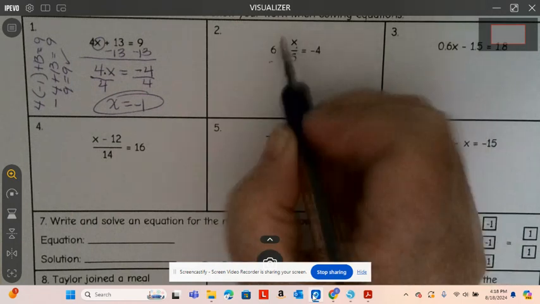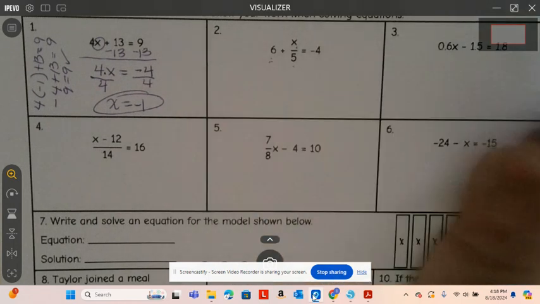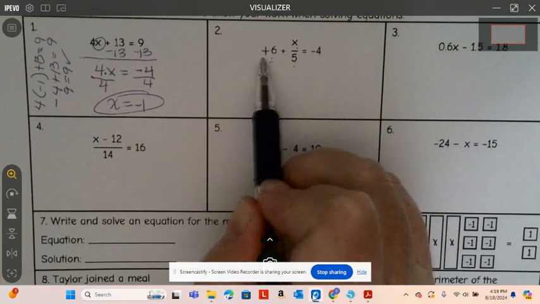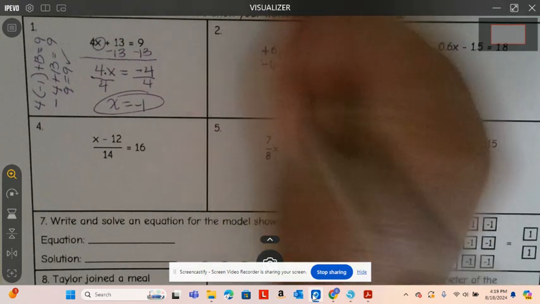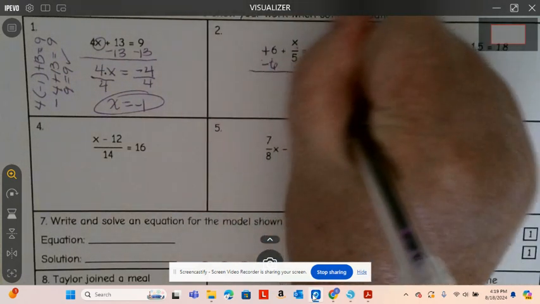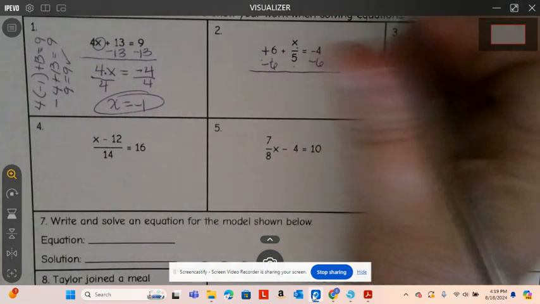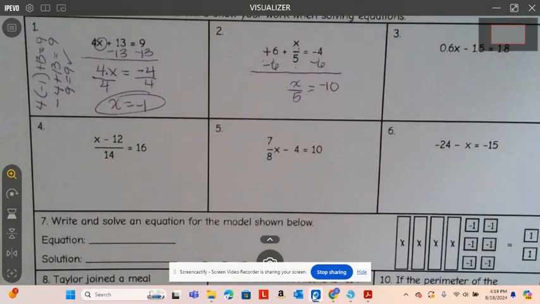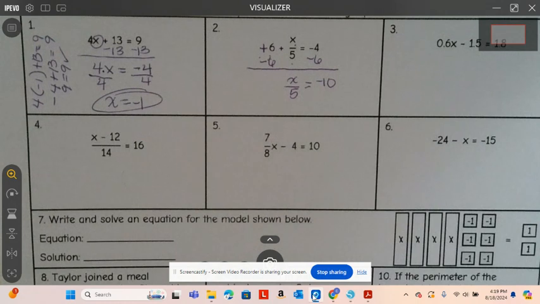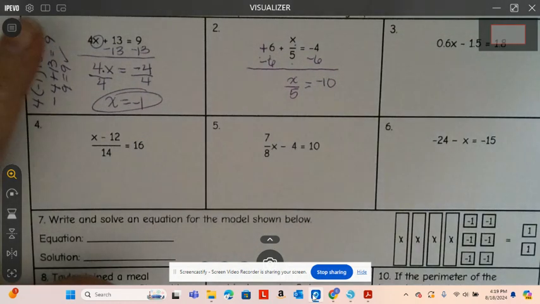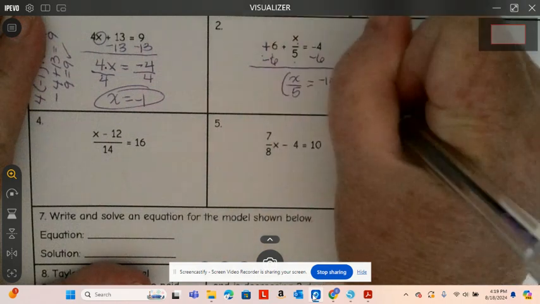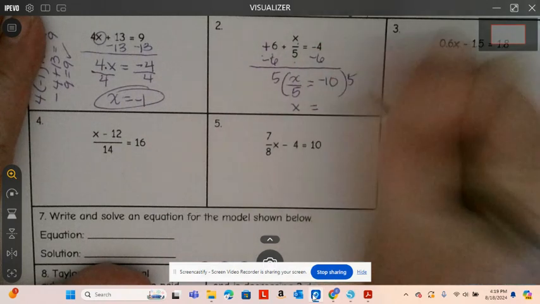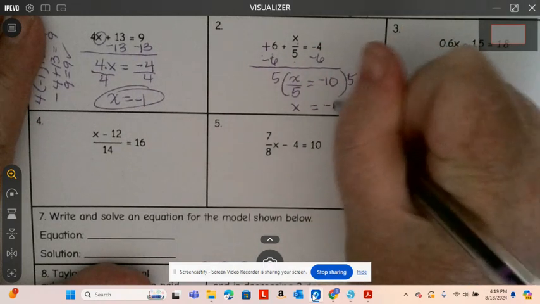So in this case, my constant is 6. If there's no sign in front of it, it's positive. And we know the opposite of plus 6 is minus 6. So we're going to subtract 6 from both sides. My 6 minus 6 equals 0, leaving behind x divided by 5 is equal to negative 10. Now I have x divided by 5 equals negative 10. The opposite of dividing by 5 is multiplying by 5. And I get x is equal to negative 10 times 5, which is negative 50.